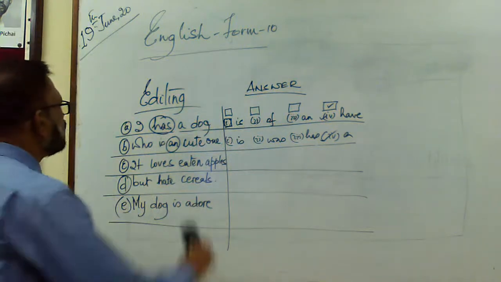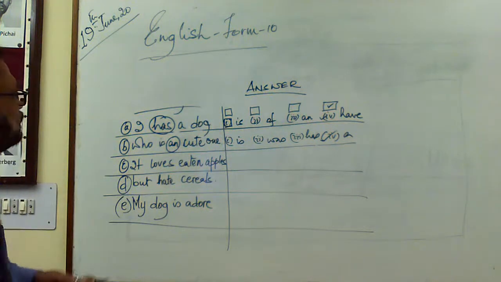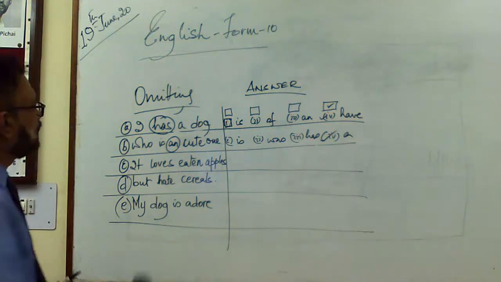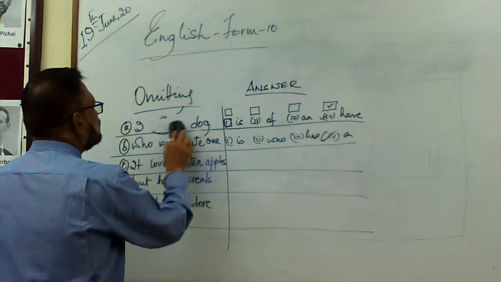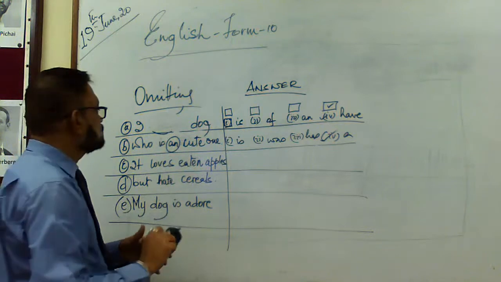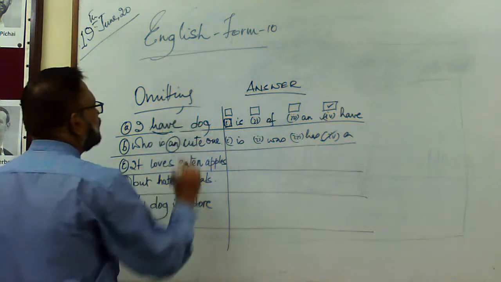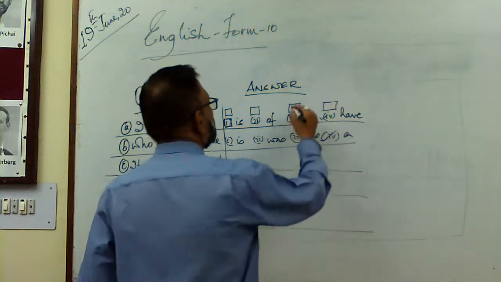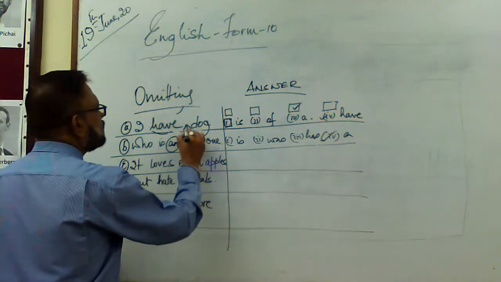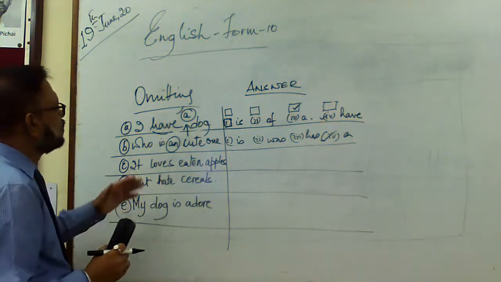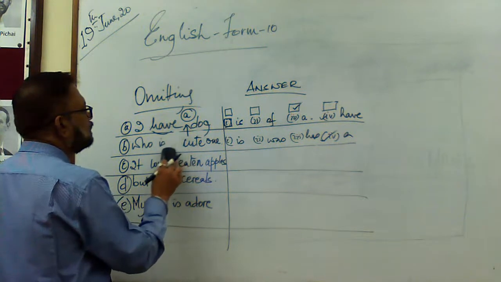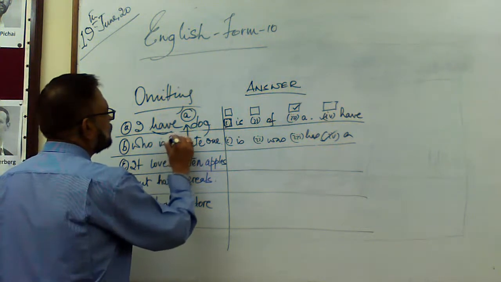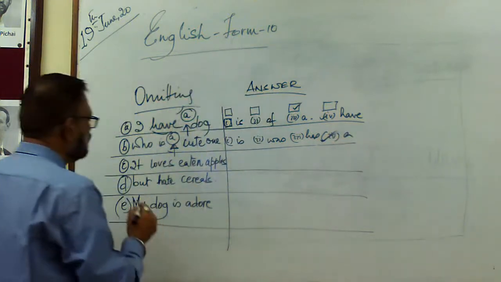Now, similarly, if you go for omitting, the same pattern will be there. The only thing is that the sentence will be all right, but a word will be missing. I have a dog. Now, a is missing. So this becomes your right answer. You have found the missing word, and the missing word was a. Similarly, who is a cute one? The word a is missing, so the answer is a.